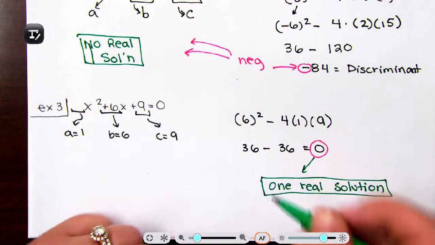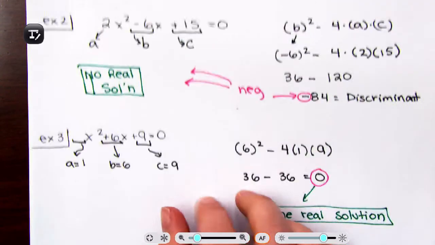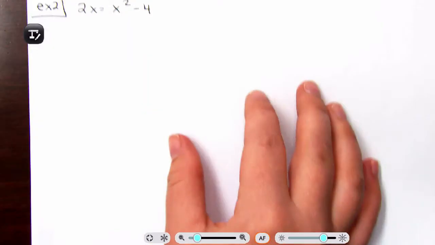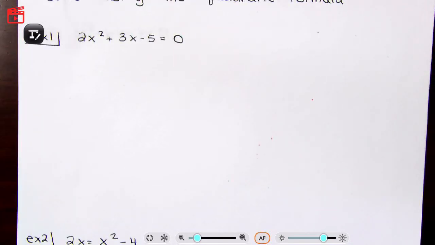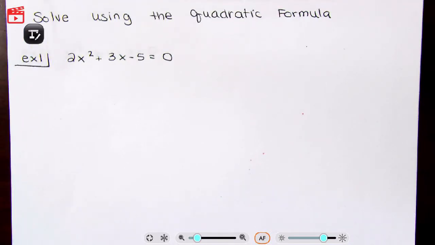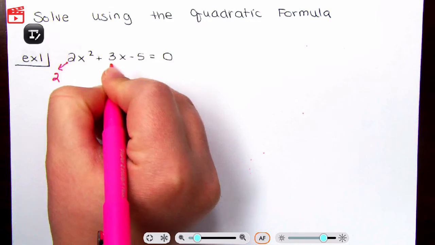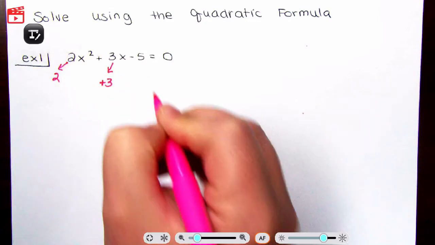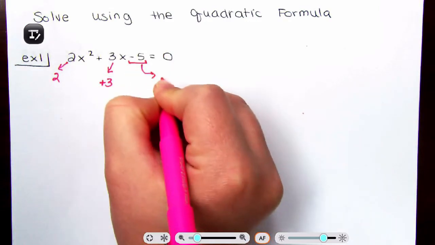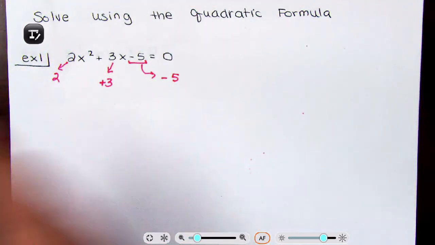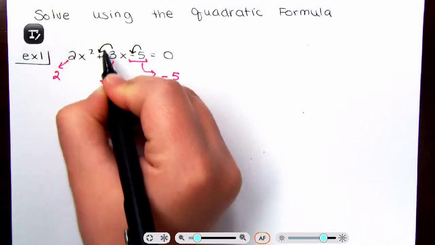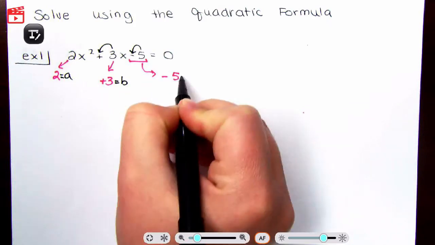So now that we know how many solutions there will be, let's actually solve for a solution. Example 1 is asking us to solve the quadratic equation using the quadratic formula. Step number 1, we're going to identify our A, B, and C. Our A value here is 2, our B value here is positive 3, and our C value here is negative 5. So make sure you take the symbol in front. Always take the symbol. So this is A, this is B, this is C.